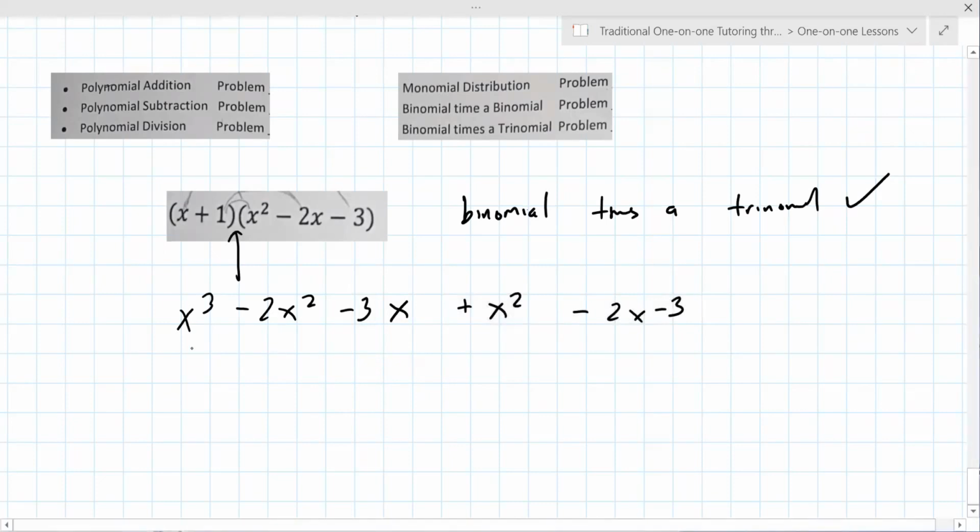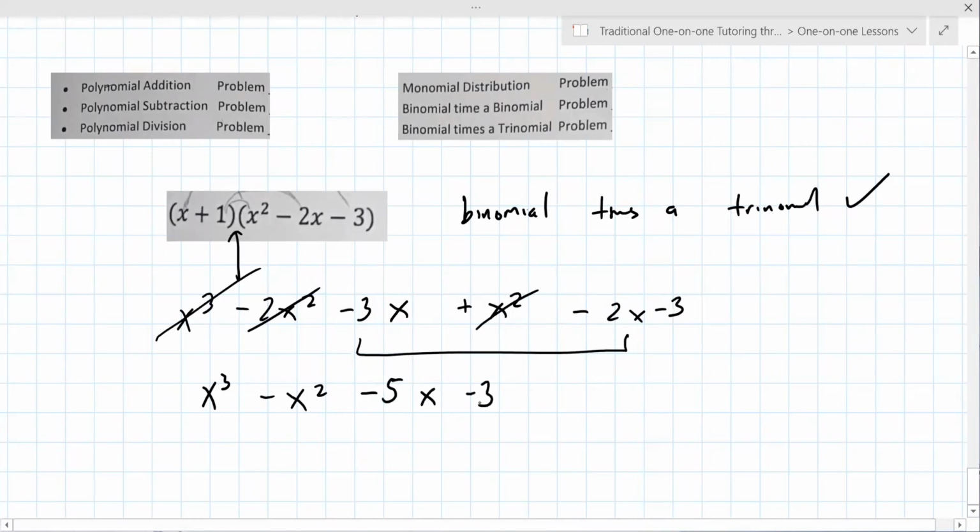But go ahead. So you got x cubed, minus x squared, minus x, minus 3. You're combining those, right? Minus 5x, minus 3. And then that's your final answer. Okay, so we did all 6. What would you like to do, if anything, for the rest of the time here?